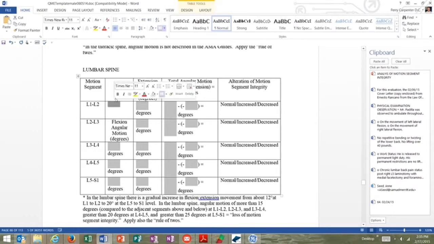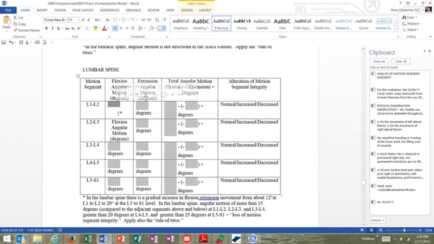Oh, there we go. And here we have our flexion angular motion in degrees. Here we have our extension angular motion in degrees. Here we're going to do our calculation of the total angular motion. And then in this column of the table, we're going to make a decision as to whether the motion segment integrity is normal, whether it's increased, or whether it's decreased motion segment integrity. So let's go through our table and just make our decisions here.